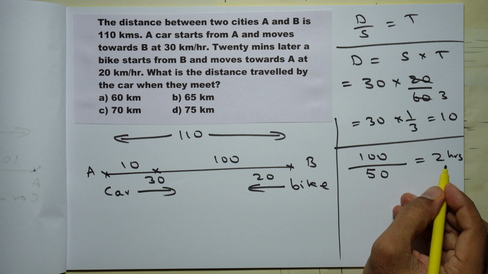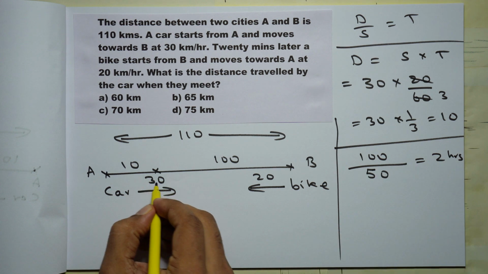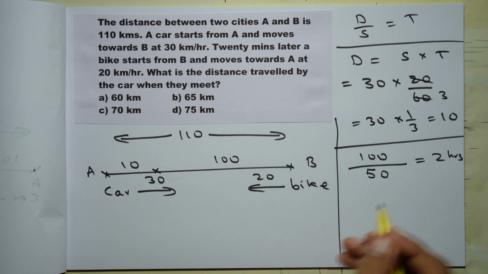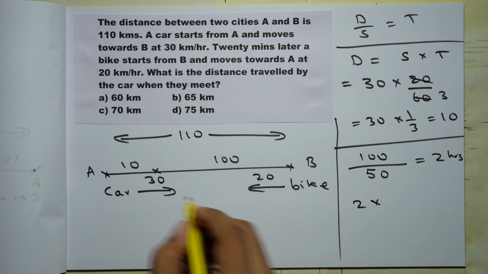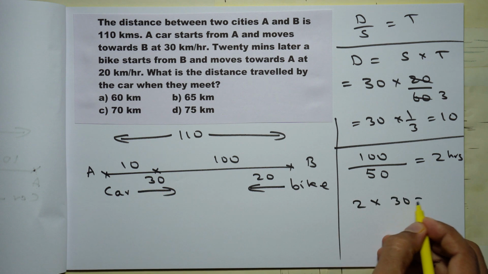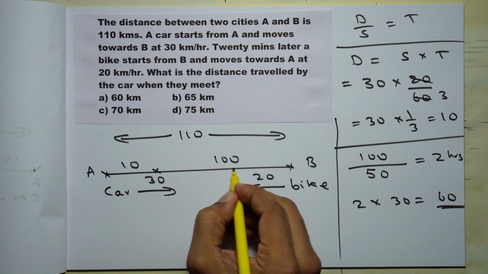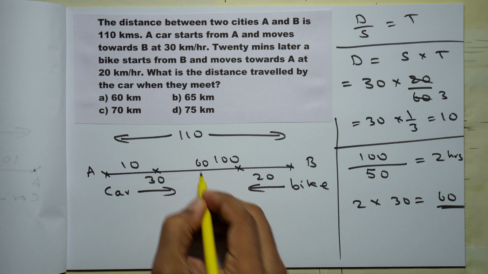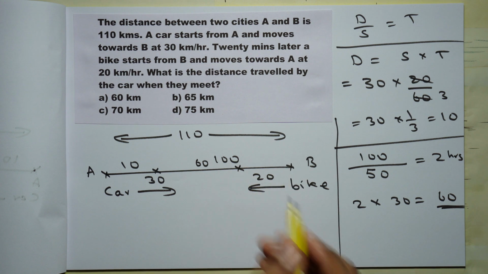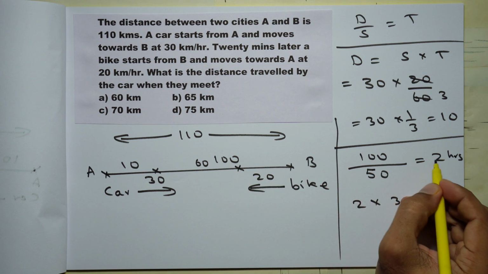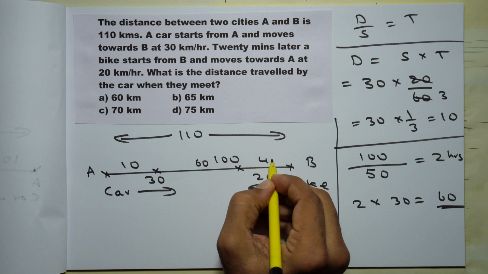So what is the distance traveled by the car in 2 hours? 30 kilometers per hour. So in 2 hours, the distance traveled by A will be 2 hours into 30 kilometers per hour. The car will do 60 kilometers. So from here to here, the car will do 60 kilometers. And we'll just calculate the distance moved by the bike. The car and the bike will meet in 2 hours. In 2 hours, the bike will do 2 into 20, 40 kilometers.